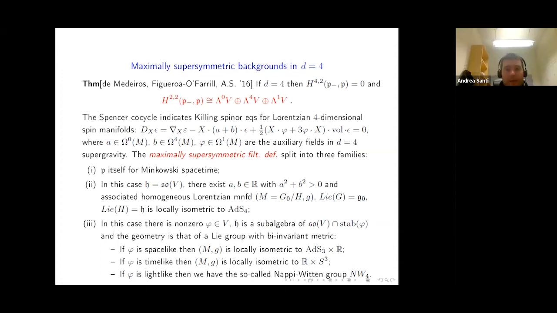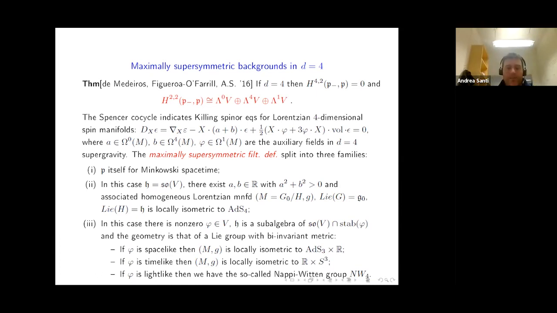The second case is when phi is zero, but A and B are turned on, at least one of the two is turned on. And in this case, you'll get a solution that is locally isometric to AdS4. And the last case, A and B are zero, but phi is turned on. And you get the geometry of a Lie group with bi-invariant metric that differs by the causal type of phi. So if phi is space-like, then you get AdS3 x R. If it is time-like, you get R x S3. And again, if it is light-like, you get something that has a name, but is not so well known.